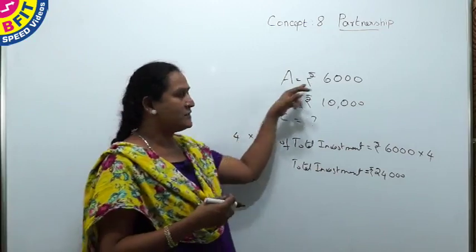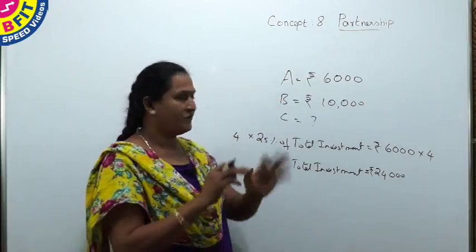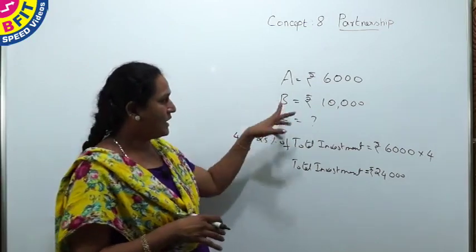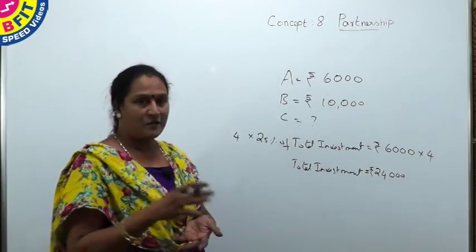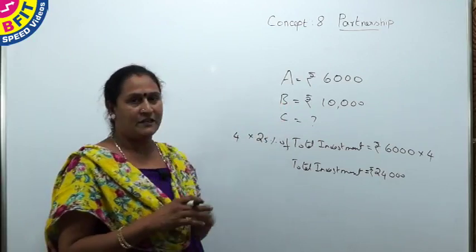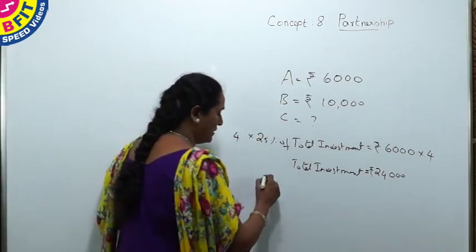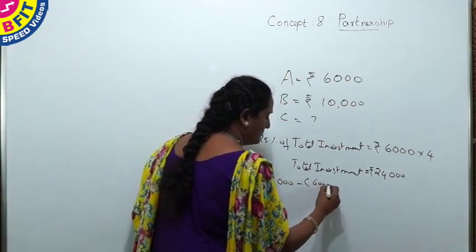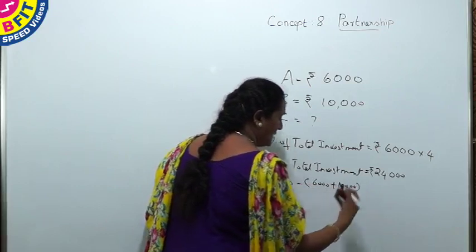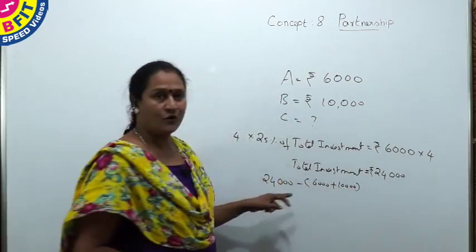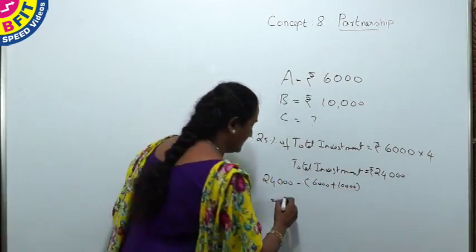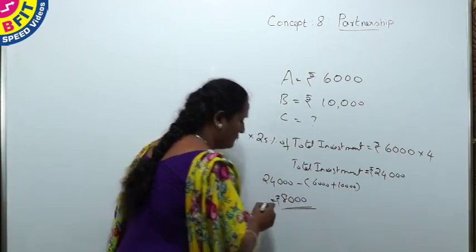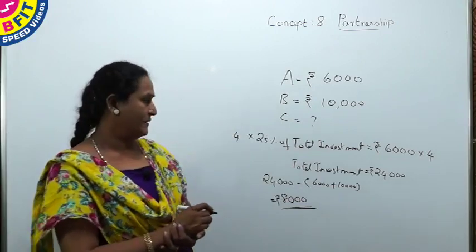So in this A has invested 6,000, B has invested 10,000. So what is the amount invested by A and B? So when you add both, it is 16,000. So remaining will obviously be invested by C. So in this total, subtract A's and B's investment. So 24,000 minus 16,000, it is 8,000. So this is C's investment.